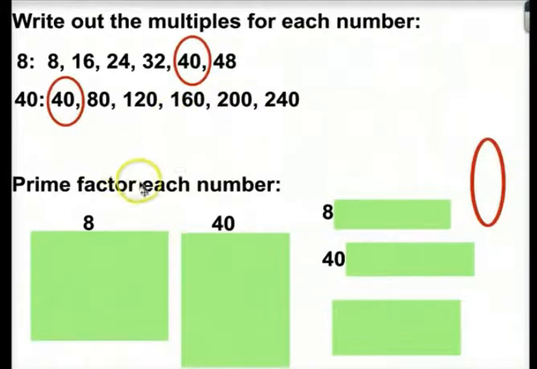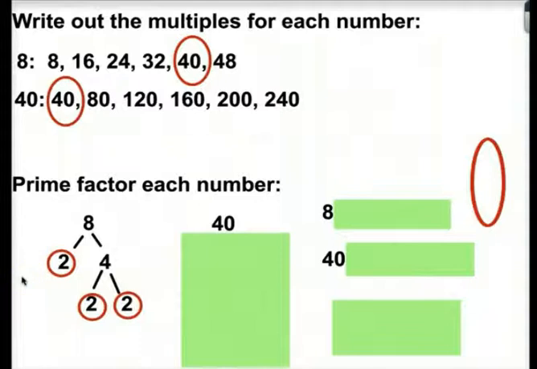Now I want to take a look at prime factoring for each number. And remember, when you're prime factoring, you're pulling out the prime factors. For these two numbers here, I'm going to use factor trees. And you think, well, how can I get 8? What two numbers can I multiply to get 8? Well, that would be 2 times 4. 2 is a prime number, so it has a circle around it. 4 is not prime. You get 4 by multiplying 2 times 2. So your prime factors for 8 are 2 times 2 times 2.